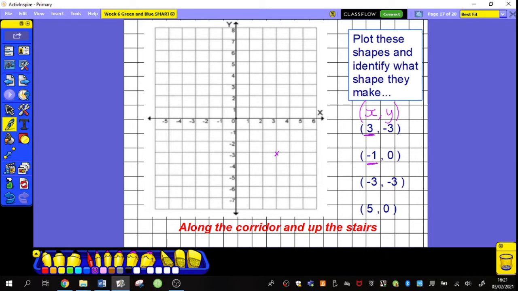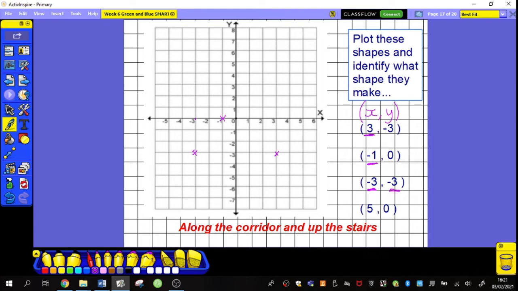X coordinate is negative 1 or minus 1, so now instead of going right 1, I'm going to be going left 1 because it's minus, so I'm going to get to here, and then it tells me to go up 0, so that means I stay on that line. My third coordinate then, my x coordinate is minus 3, so I'm going to go left 3, so 1, 2, 3 there, and I'm going to go down 3, because my y coordinate is minus 3, so 1, 2, 3, so that's going to take me to there.